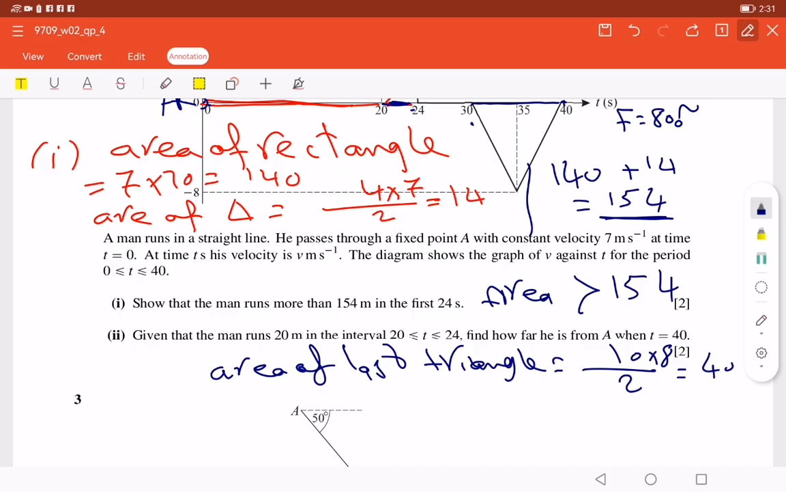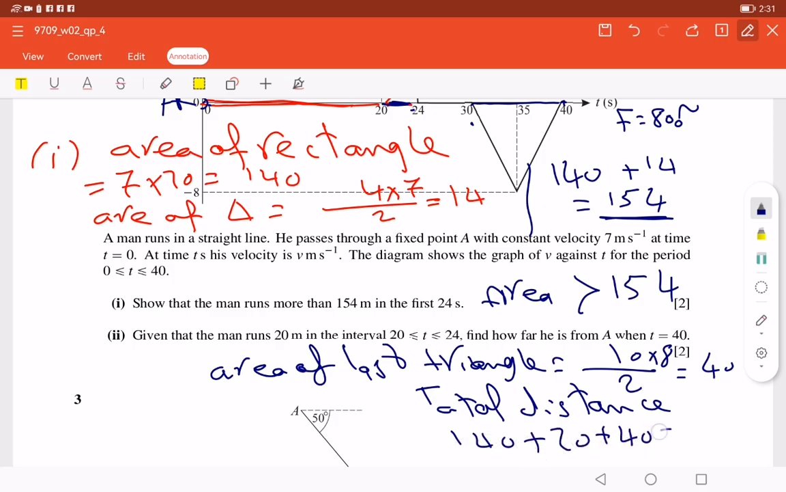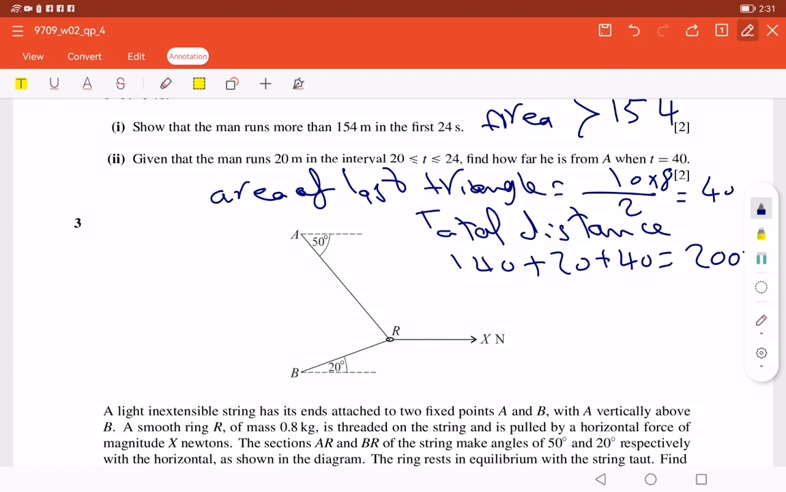So the total covered distance is equal to 140 plus 20 plus 40 equals 200 meters. So the distance between the body after 40 seconds and the point A equals 200 meters. Is it okay? It's okay. Move to question number 3.